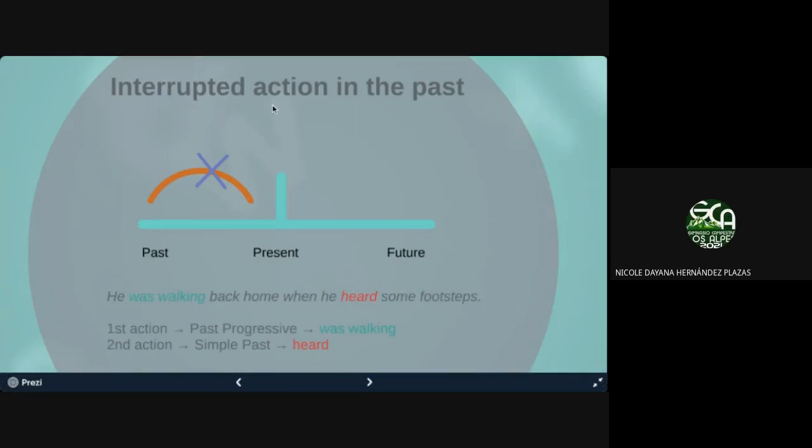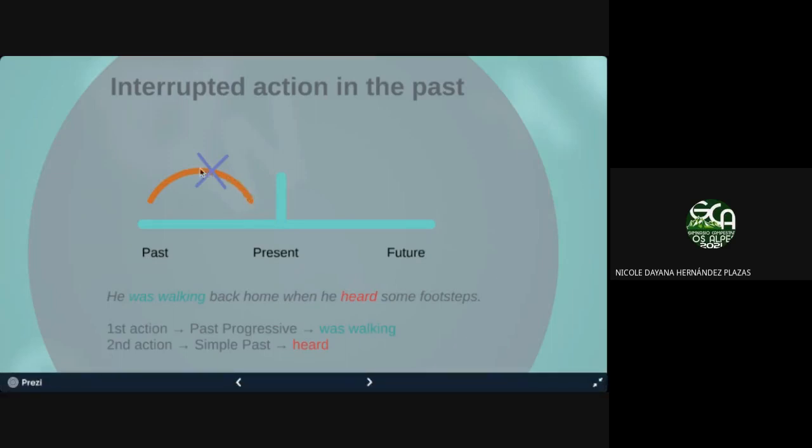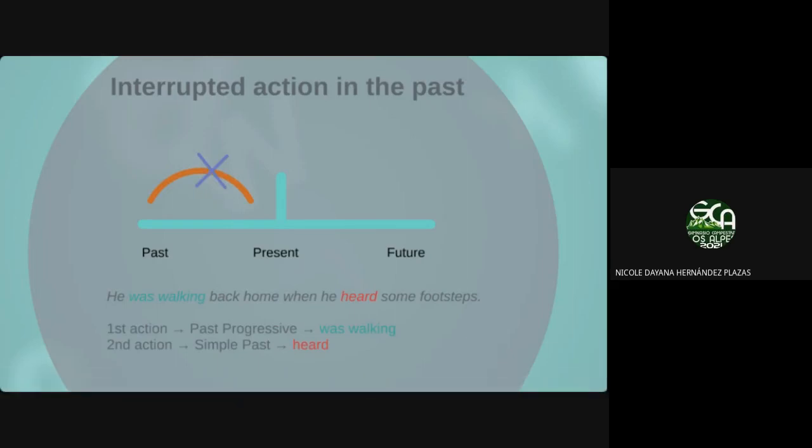So let's take a look at this title. Interrupted action in the past. Let's take a look at this weird timeline I have here. You have past, present, future. Everything is going to happen in the past. But what happens when you have an action that has a duration in time and there is another action that comes and interrupts? That's when you have to use both tenses, past simple and past continuous.